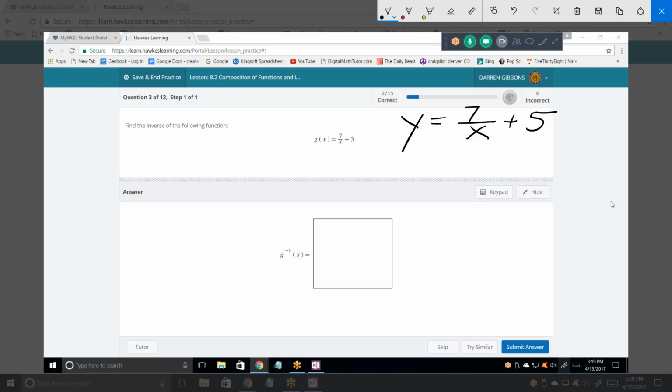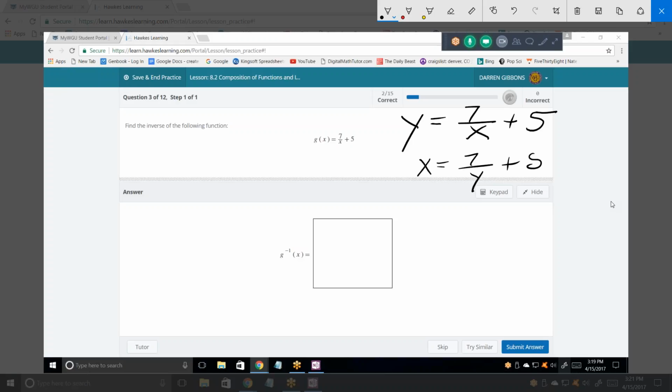The reason that's not on my list as the first step is because frequently you're given the function as y equals. You don't have to do that. It's only in this lesson plan that all of the functions they're giving us are using function notation. So instead of using y, they're using g of x. So the first thing I really want to do is make it a y function, not a g of x function. Now I can do my next two steps. So switch the variables and solve for y. What do I get when I switch the variables? X equals 7 over y plus 5.